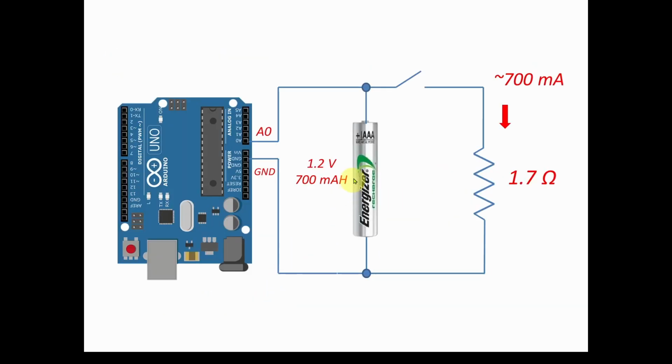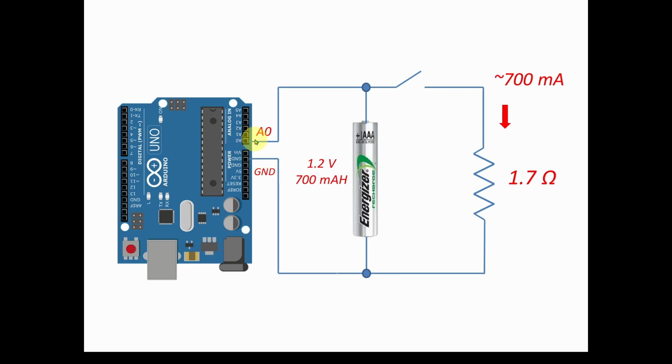So now let's take our Energizer AAA 1.2 volt 700 milliamp hour battery and actually measure its performance. What we're going to do is put a 1.7 ohm resistor across the battery, as you can see here. If it's 1.2 volts coming out of the battery, it should cause something like 700 milliamps to flow in the circuit. We're going to monitor the voltage of the battery with that 1.7 ohm load using our Arduino and the C# application we showed at the beginning of the video.